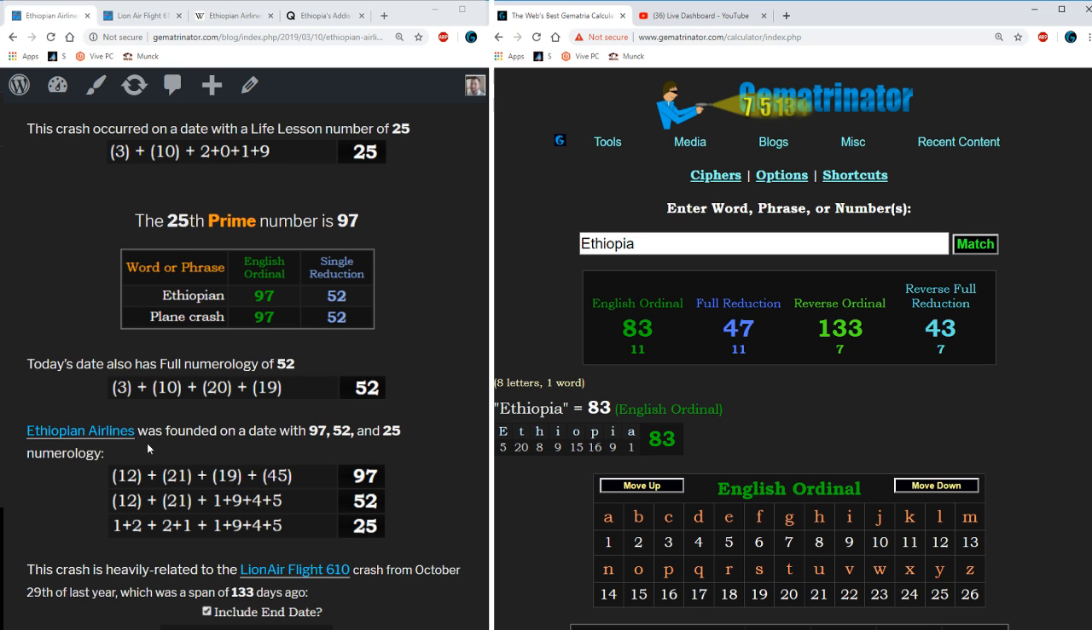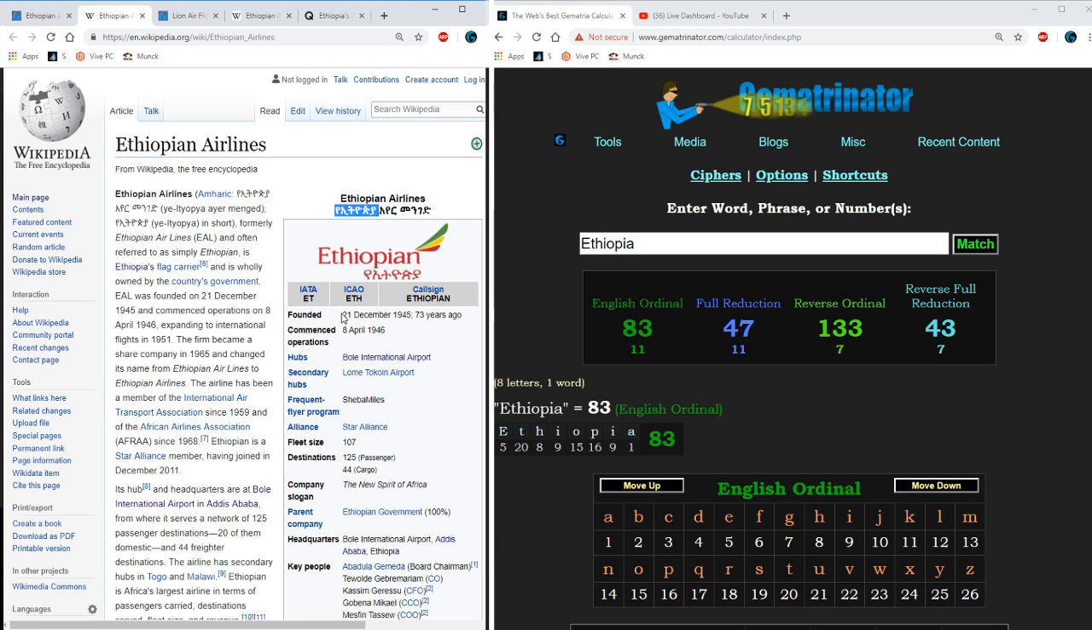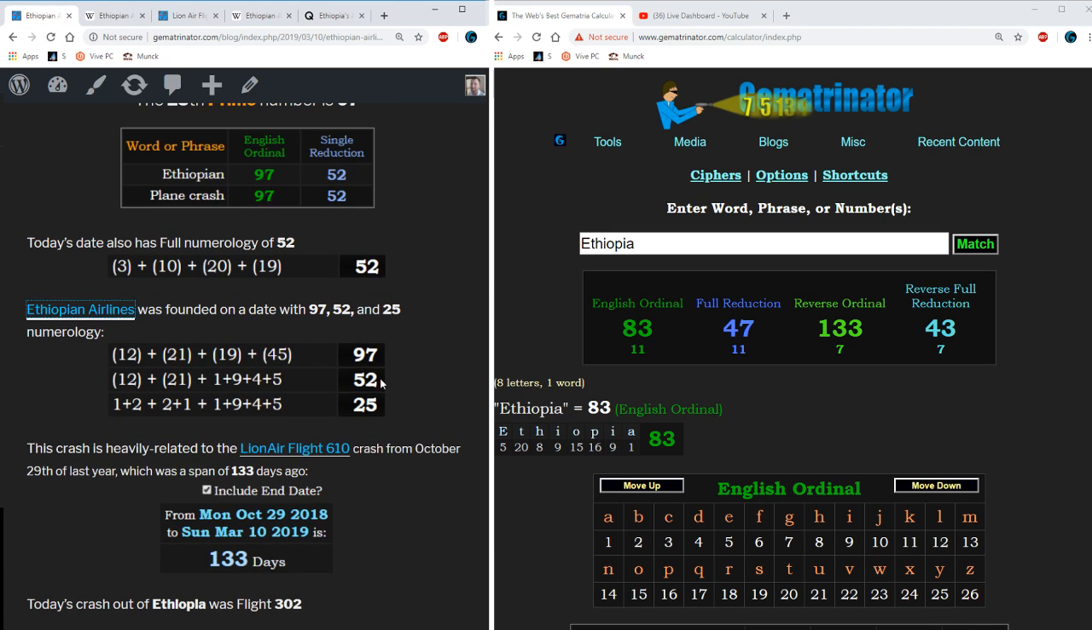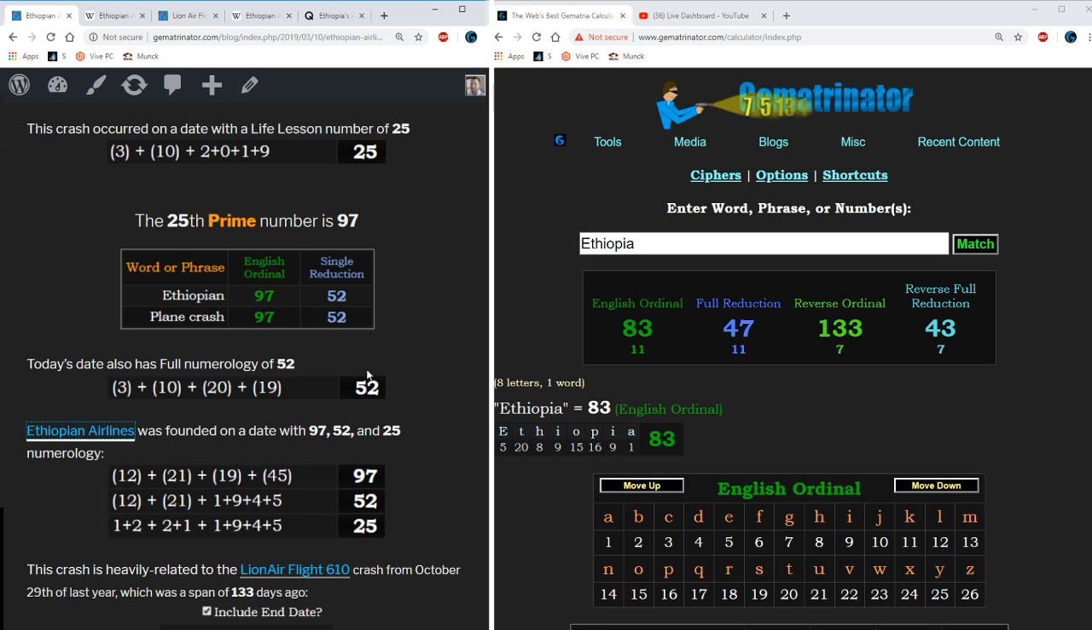Also notice how Ethiopian Airlines, when we look at the Wikipedia page, we see that it was founded on December 21st, 1945. That was a date with 97, 52, and 25 numerology. All of these numbers related to the Gematria of plane crash and the date of the Ethiopian crash today.